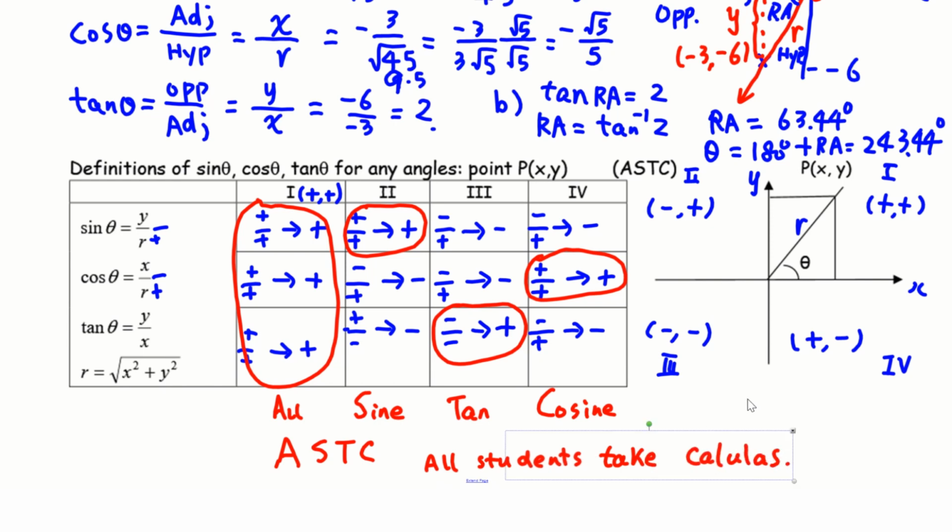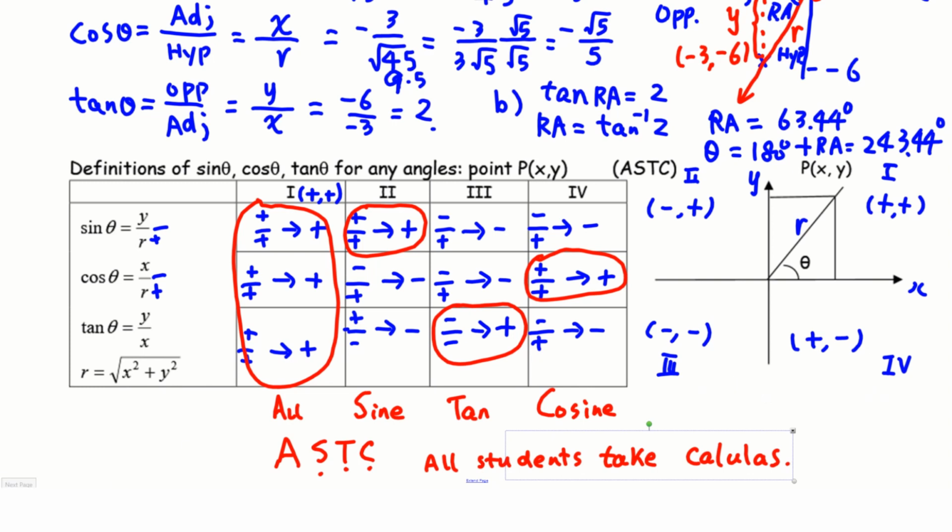Or you could create another sentence to remember this. So A is the first quadrant, where all the sine, cosine, tangent ratios are positive. S represents the second quadrant, where only the sine ratio is positive. T represents the third quadrant, where only the tangent ratio is positive. And in the last quadrant, only cosine is positive.